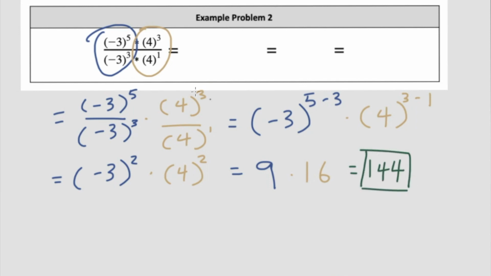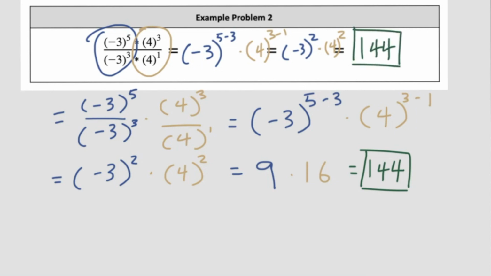4 times 4 is 16. That together is 144. Now, I'm going to write it again in the box up there as I go over again what I just did. I took a big fraction and I separated it into two smaller fractions. That allows me to use the quotient rule and subtract the exponents to get my answer.